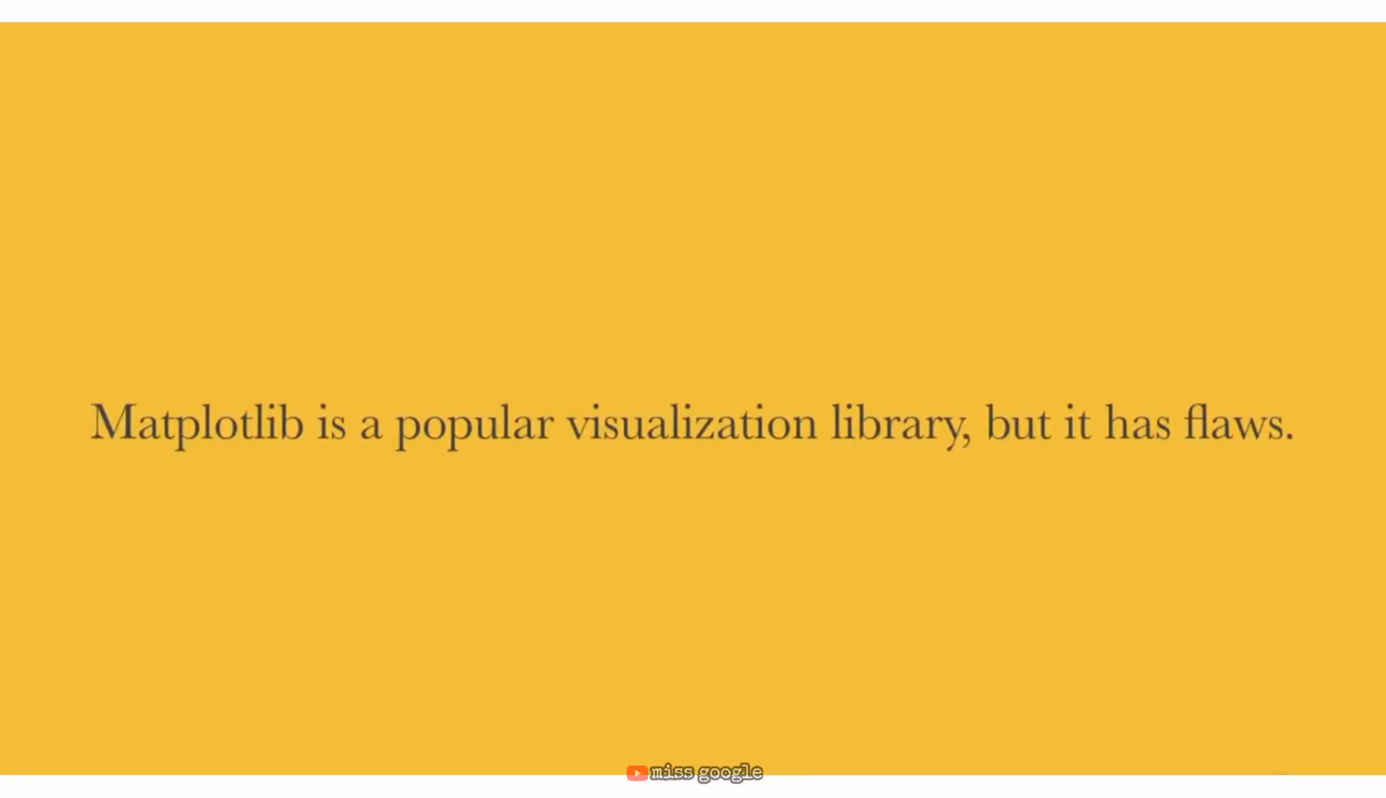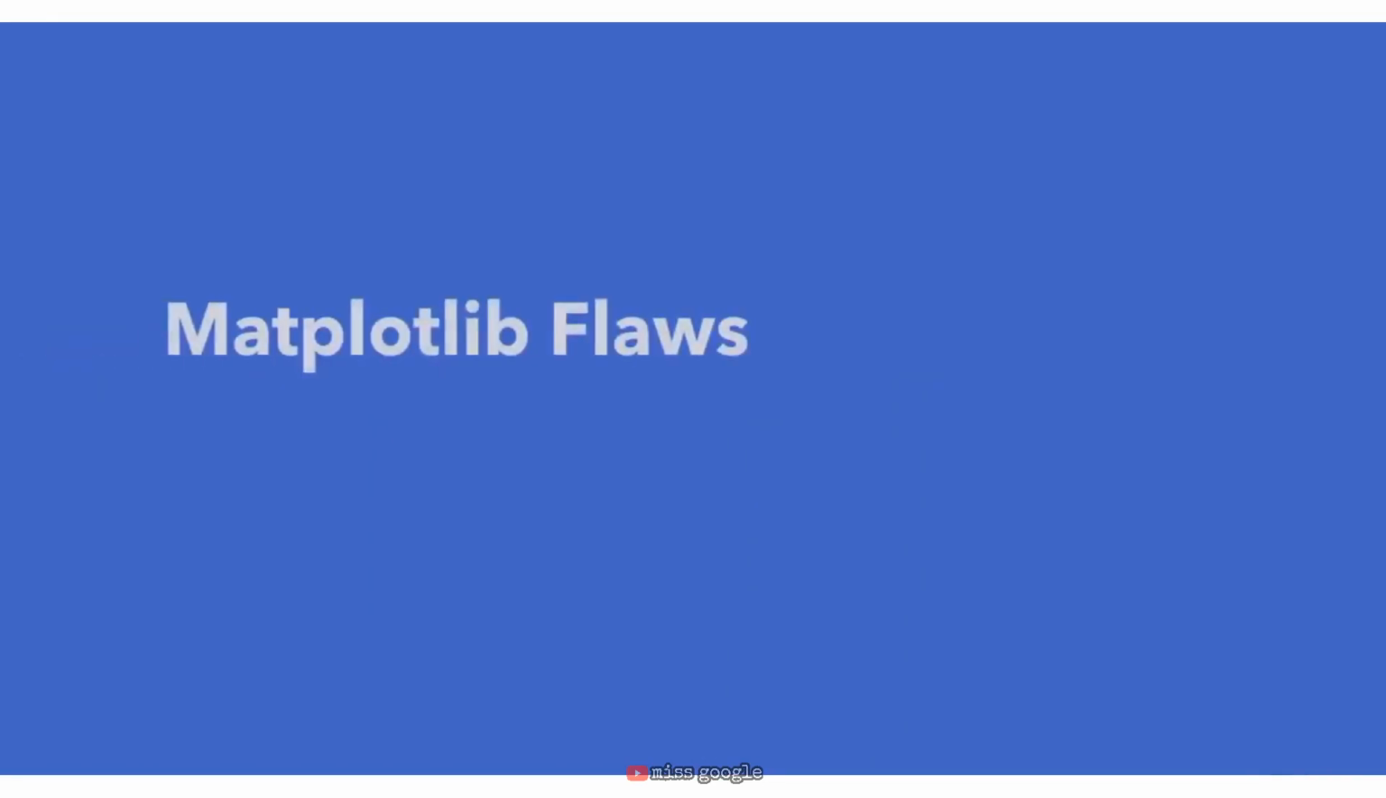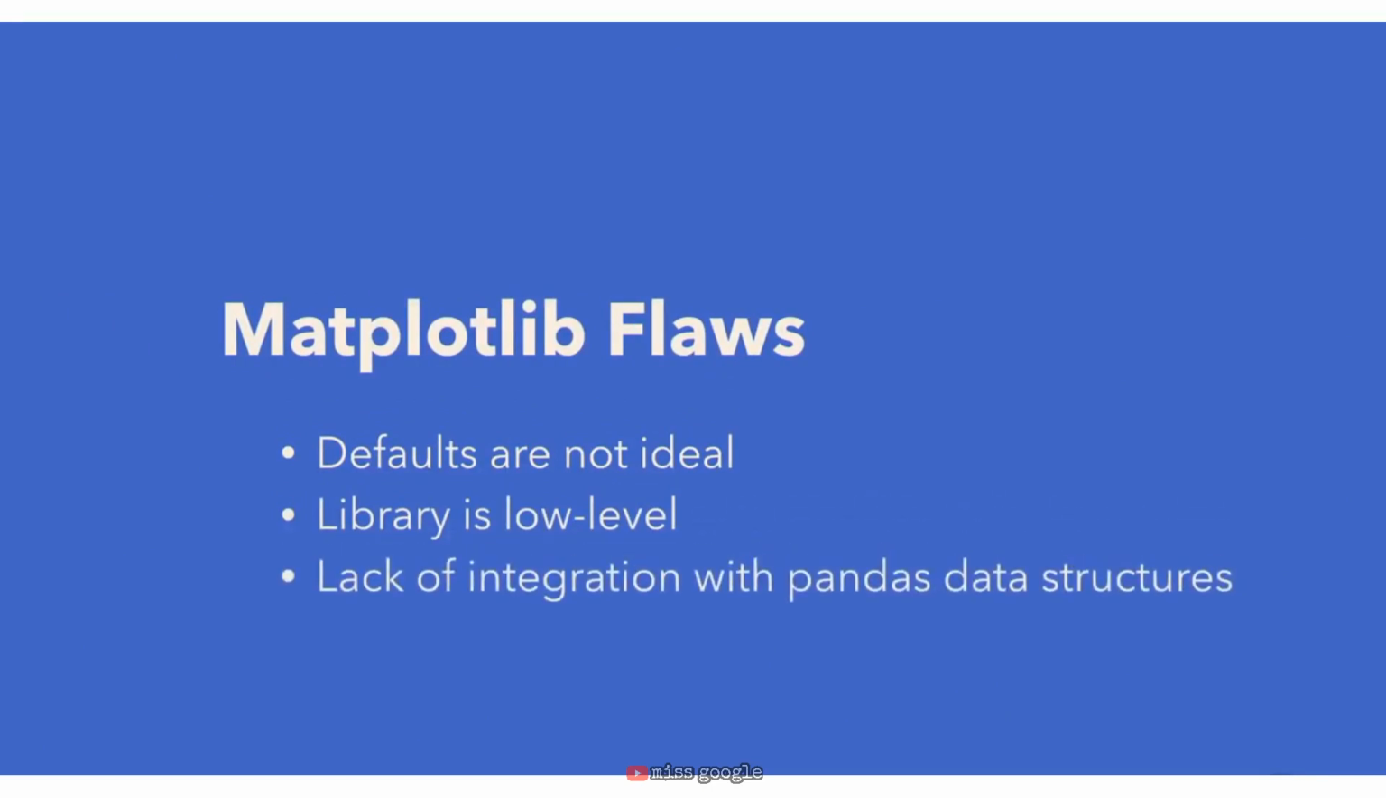Matplotlib is a very popular data visualization library, but it definitely has its flaws. So in this video, we'll learn about two Matplotlib wrappers, pandas and Seaborn. Matplotlib defaults are not ideal. There's no grid lines, there's a white background, etc. The library is also relatively low level, so doing anything complicated takes quite a bit of code. And third, the lack of integration with pandas data structures is inconvenient, though this is being improved.